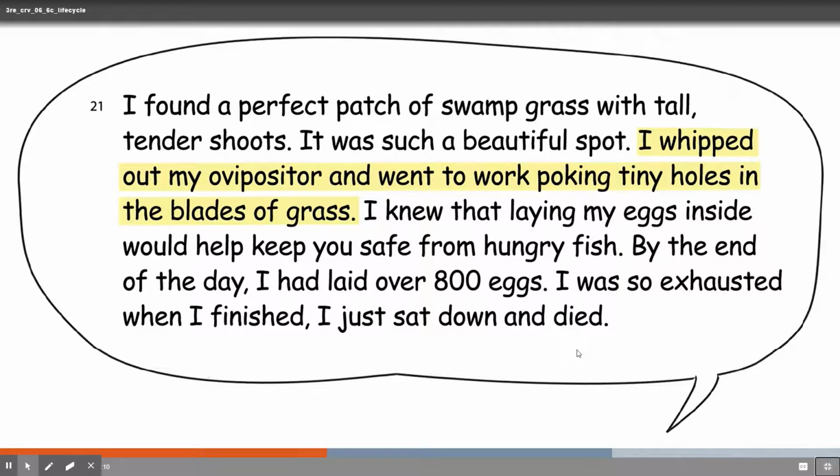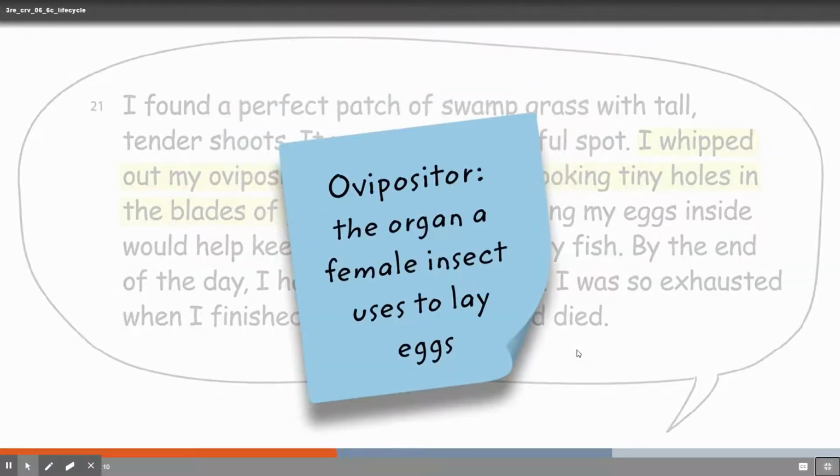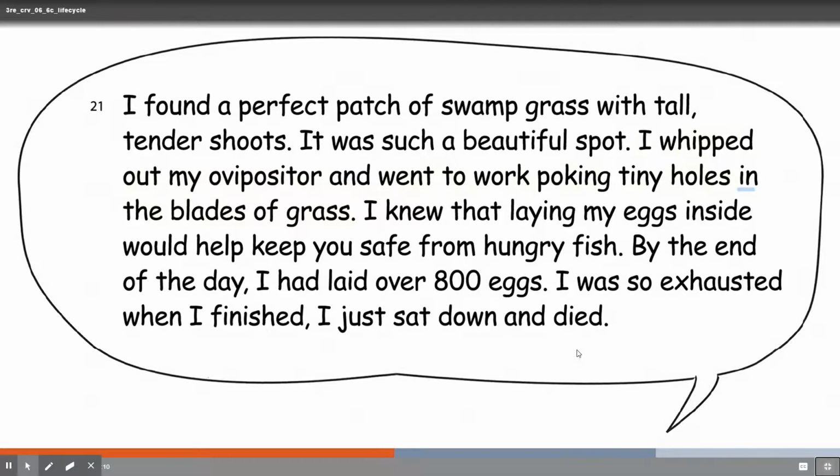What's an ovipositor? Well, I looked that up. It's how female insects lay eggs. That's right. The narrow tube attached to her body. She pierces the surface and deposits eggs inside something. Where did she choose to deposit them in this case? She laid the eggs inside grass. She poked tiny holes in the blades. Blades of grass are very thin. True. And she has a reason for choosing that place. What does the next sentence tell us? I knew that laying my eggs inside would help keep you safe from hungry fish.